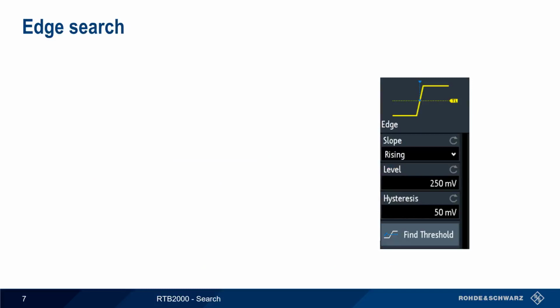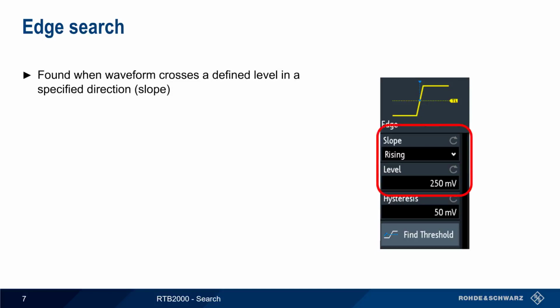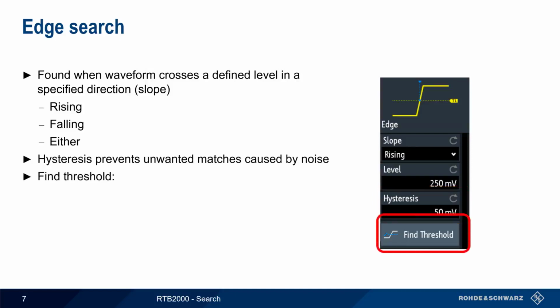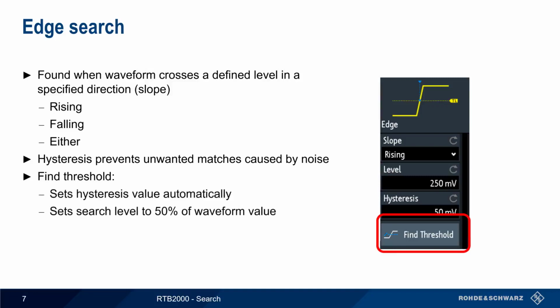Let's return to the edge trigger we saw in the previous example. The edge search is found when a waveform crosses a defined level in a specified direction, also called the slope. These can be rising, falling, or either. The hysteresis function is used to prevent unwanted matches caused by noise. The Find Threshold button can be very helpful here, as it will set an appropriate hysteresis value automatically and will also set the search level to 50% of the overall waveform level.